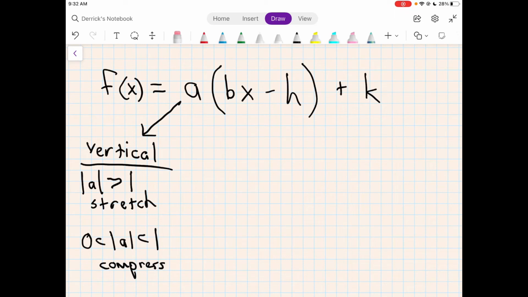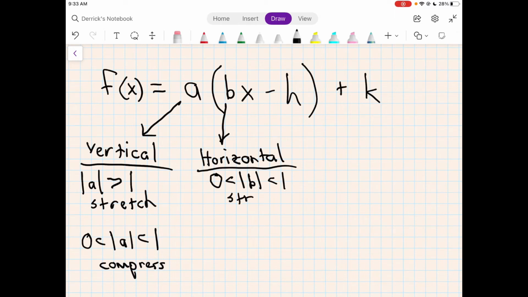Your B term is also, like I said, talking about stretches and compressions, but we refer to them as horizontal stretches and compressions. This is going to look like I'm giving you opposite rules of what I just did, because for a horizontal stretch, the absolute value of B should be between 0 and 1. For a horizontal compression, the absolute value of B should be greater than 1.